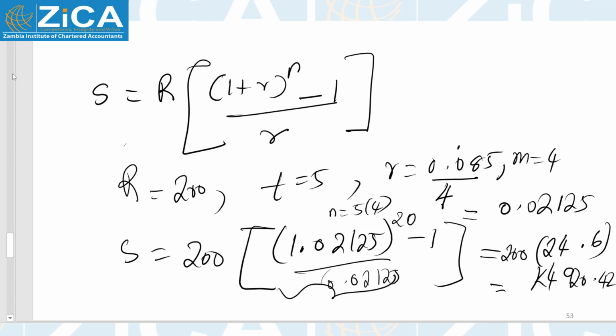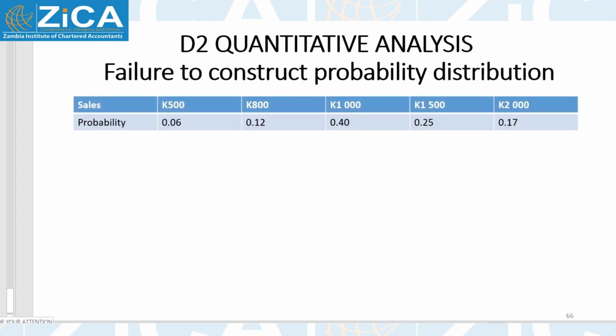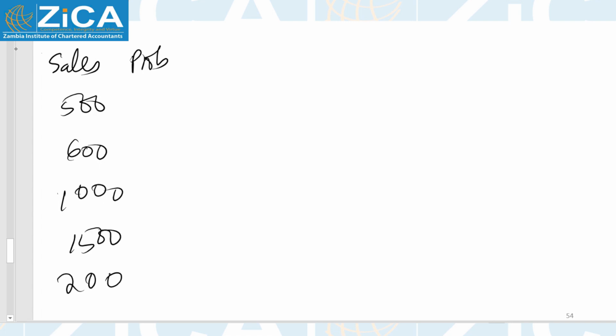The last part, where there are complications in terms of where you make mistakes and fail, is the failure to construct a probability distribution when you are given a question on simulation. We are given, for instance, the following data, where we have a probability distribution. We are given the sales: 500, 600, 1,000, 1,500, and then 2,000.